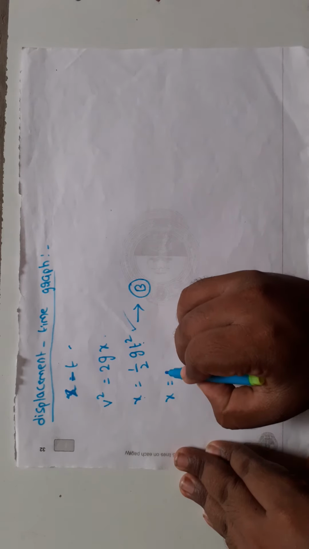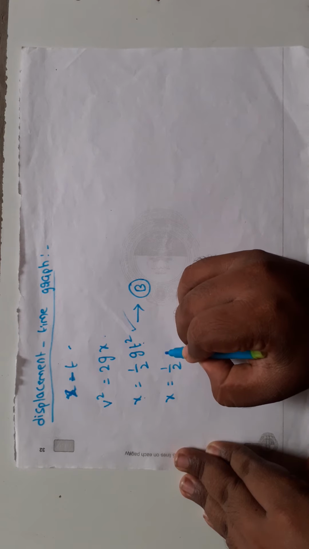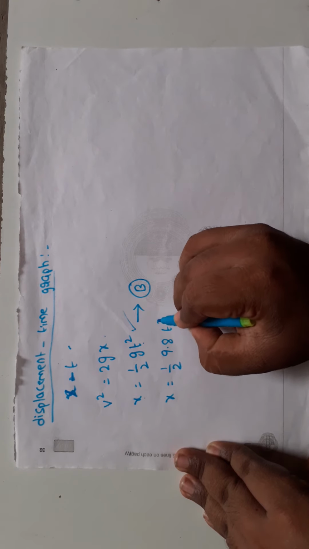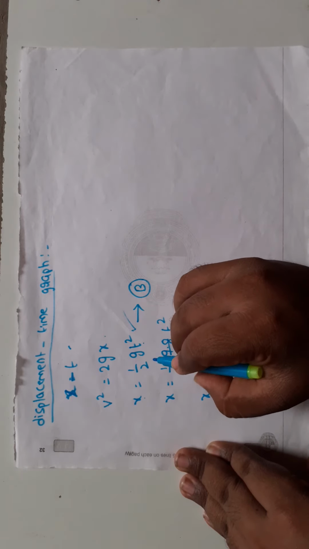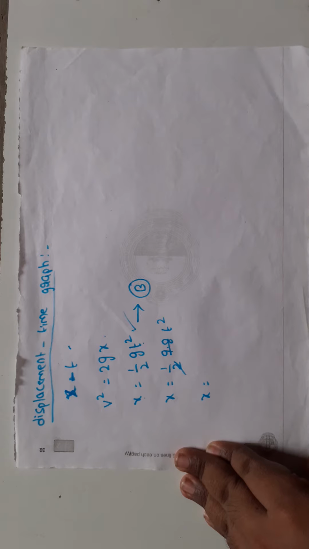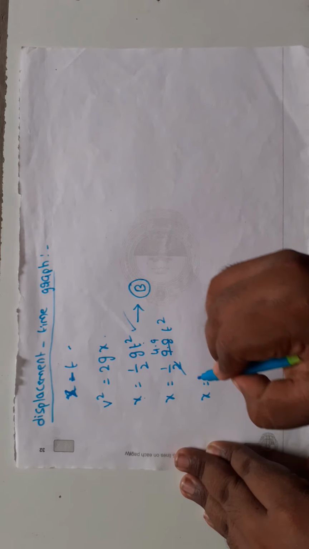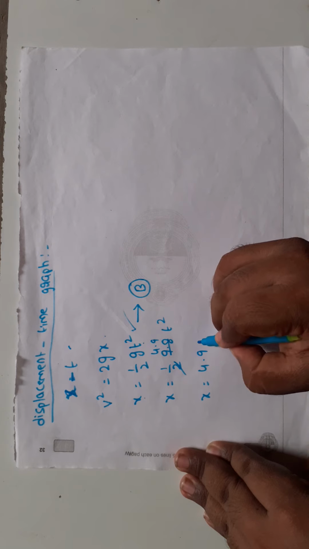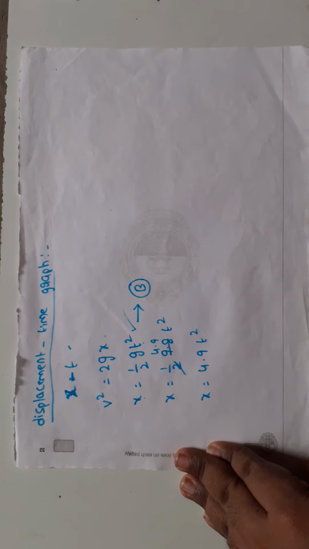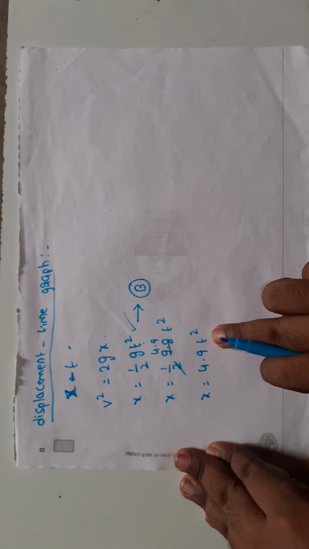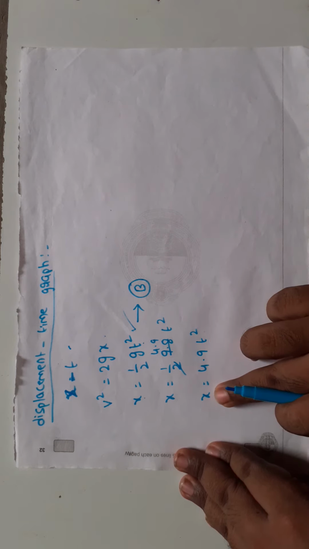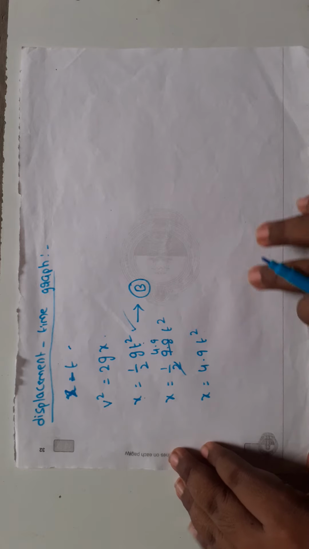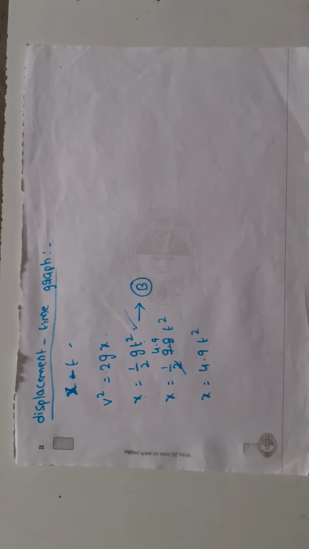So x equal to 1 by 2 into g value 9.8 t square. So x equal to, how many times gets cancelled? Nearly 4.9. So 4.9 t square. So x equal to 4.9 t square. Here I am changing the t values and getting the x values. So I am drawing the graph of displacement versus time.